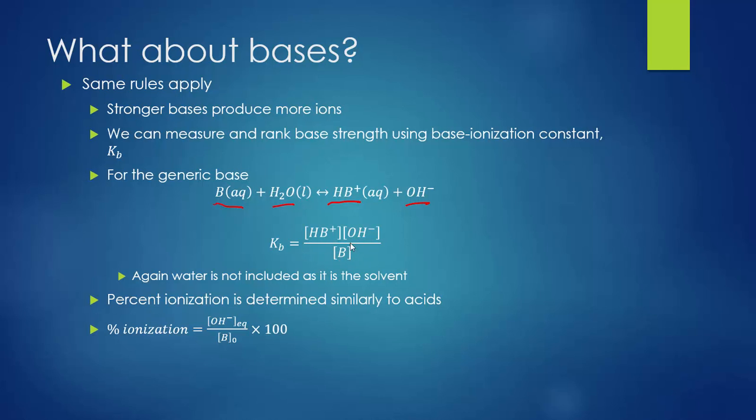Again, water is the solvent, we don't include it, so the percent ionization is found in a similar fashion. We find how much of it actually ionized divided by how much of it we put in there, multiplied by 100, and we get our percent ionization. So if you can do it for an acid, you can do it for a base. We just got to remember bases produce hydroxide, not hydronium. Everything else basically stays the same.